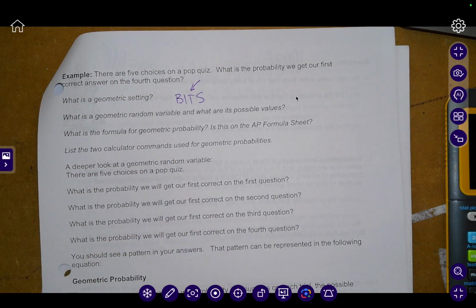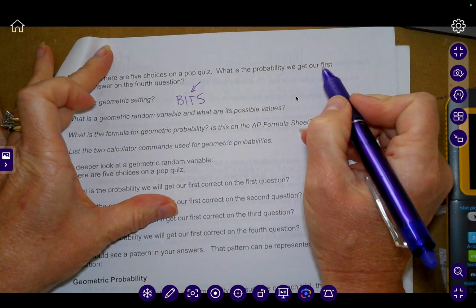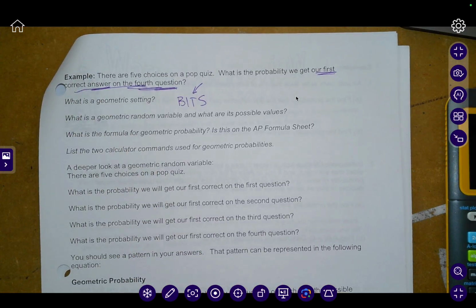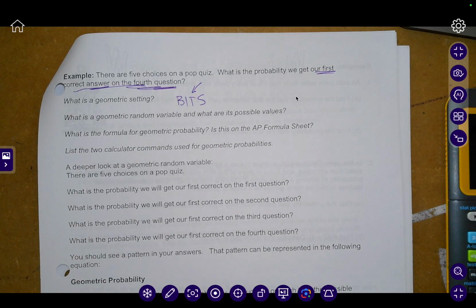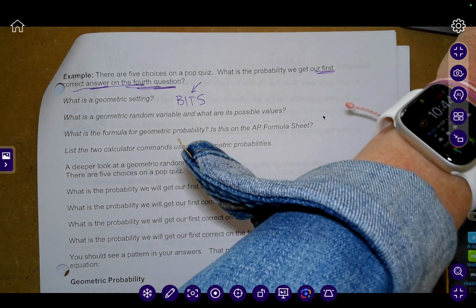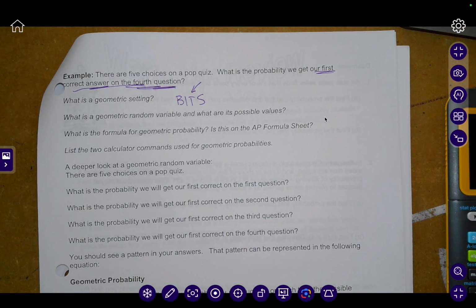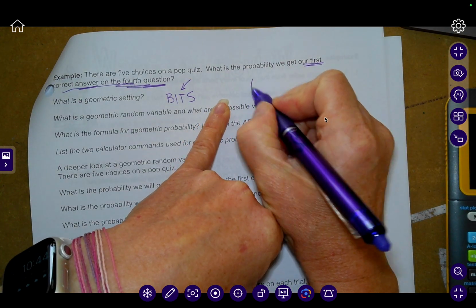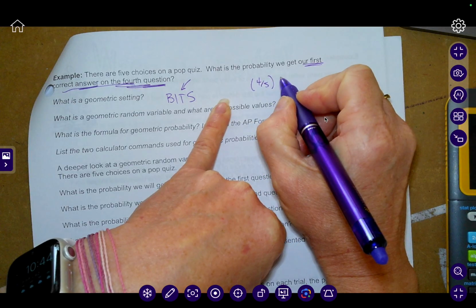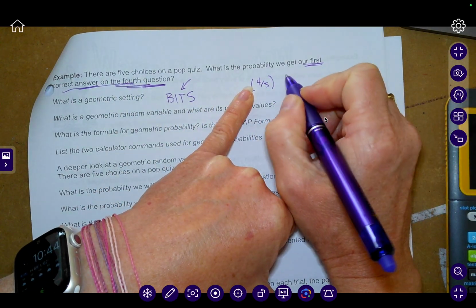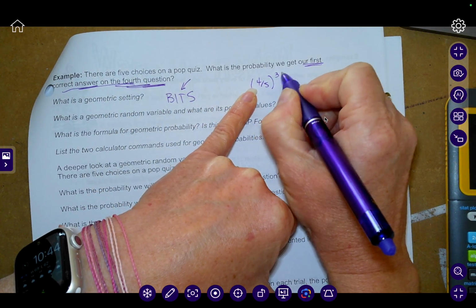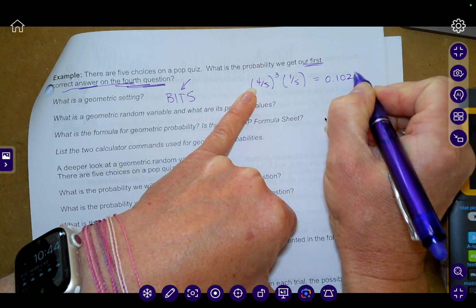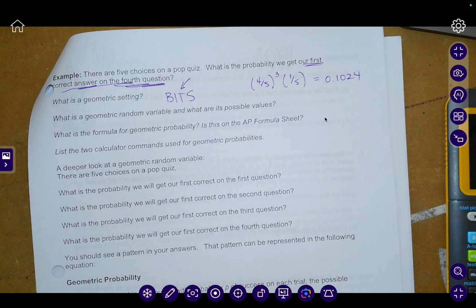This question says there are 5 choices on a pop quiz. What's the probability we get our first correct answer on the 4th question? It just says there are 5 choices on the pop quiz. It doesn't tell you how many questions are on that pop quiz. You don't know if there are 5 questions or 100 questions. All you know is that you're looking for when you get your first correct. Your first correct on the 4th one means your first 3 are wrong, but your last one is correct. That's the probability you won't see your first correct answer until the 4th question.